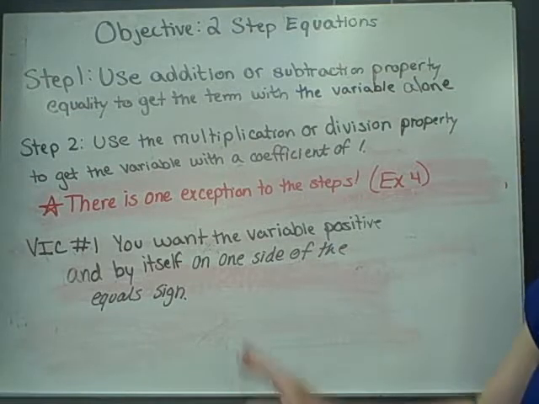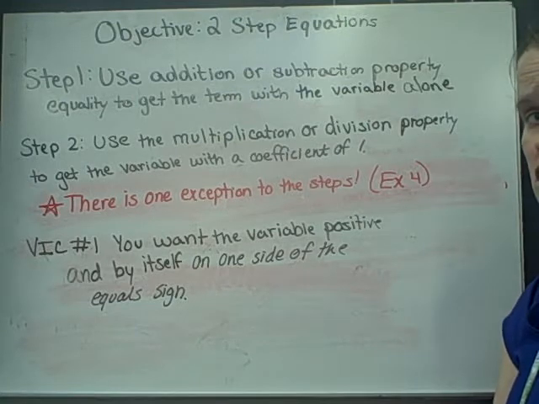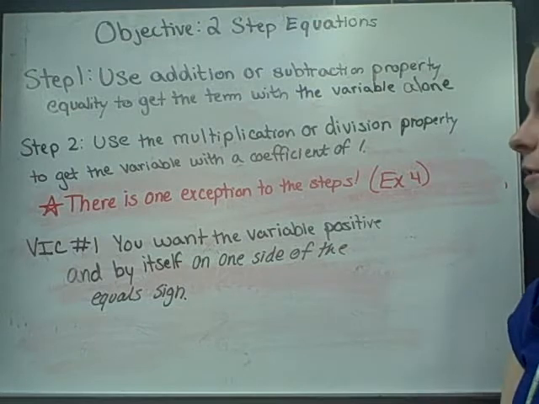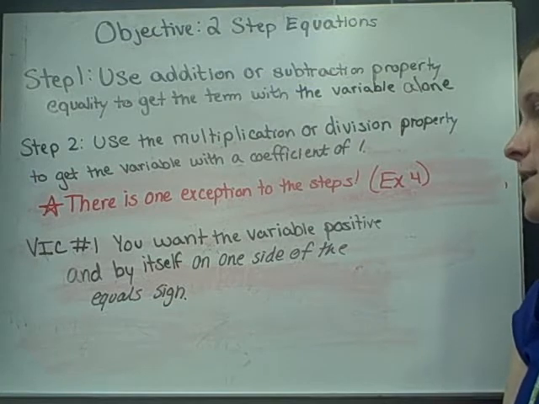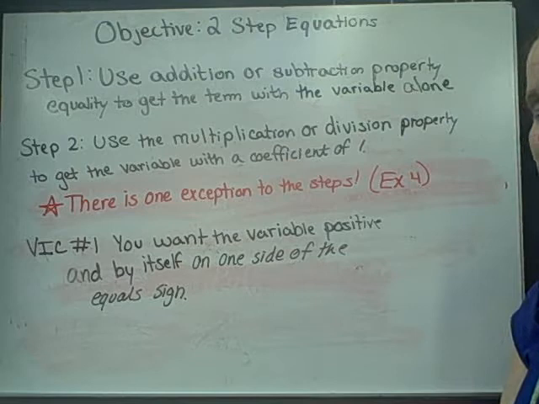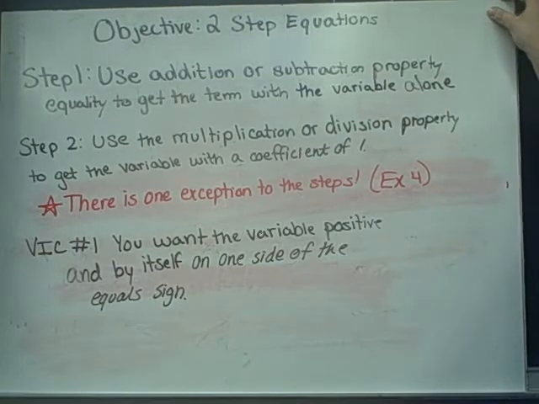Okay. There is one exception to this step. In 99% of the cases, you're going to do your addition and subtraction first, and then your multiplication and division second. There's only one exception to this, and we're going to go over that in a few minutes. Very important concept number 1: you want the variable positive and by itself on one side of the equal sign. So it has to be a positive x, not a negative x, and alone on one side of the equal sign.